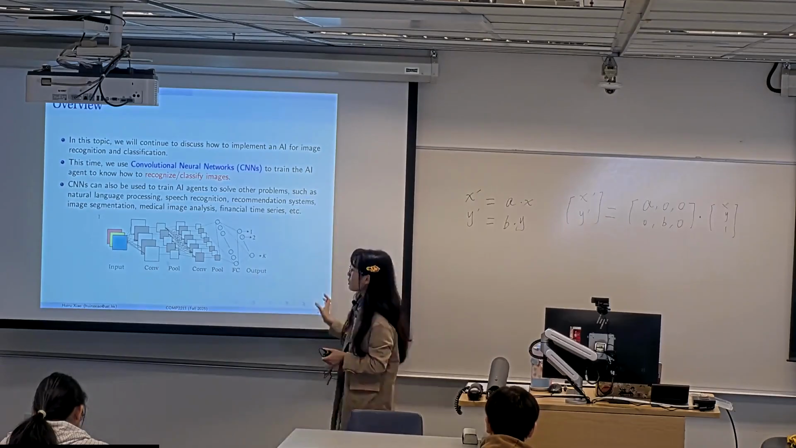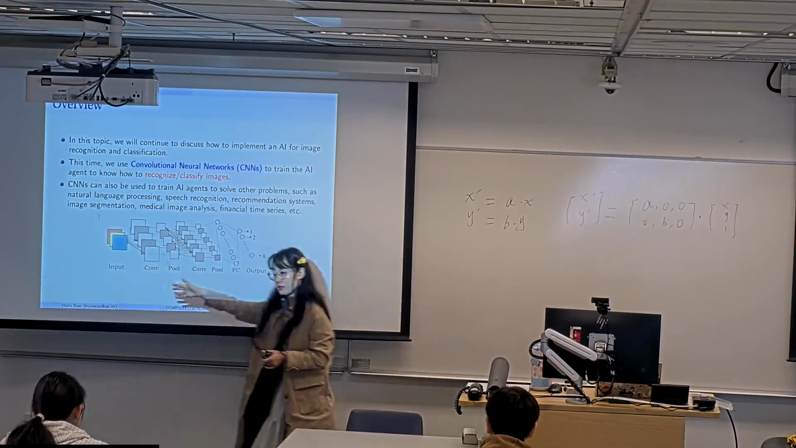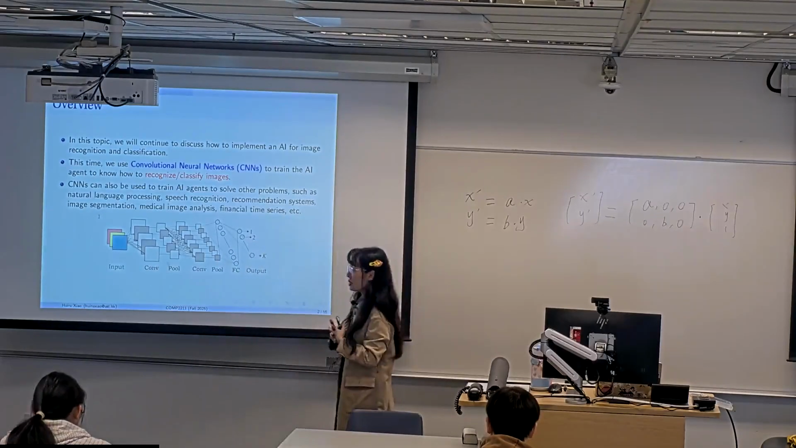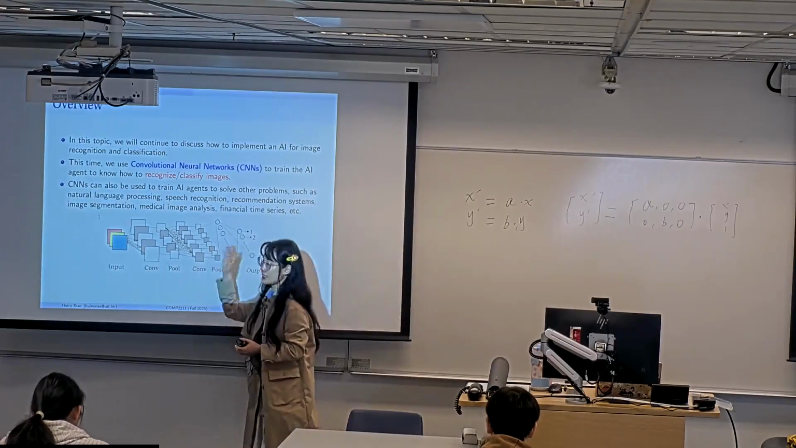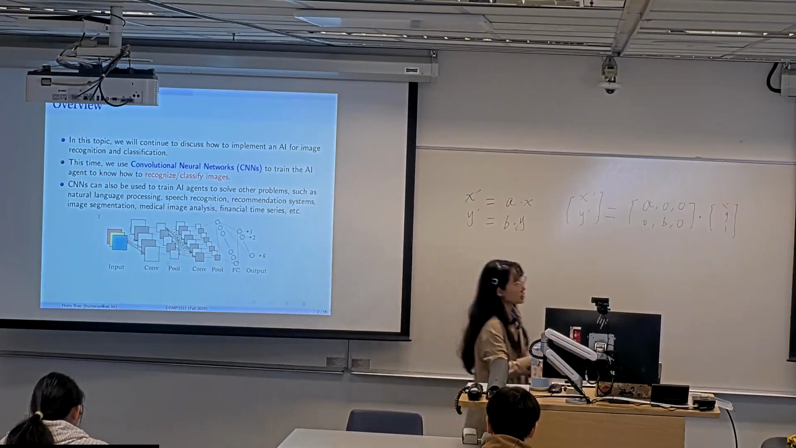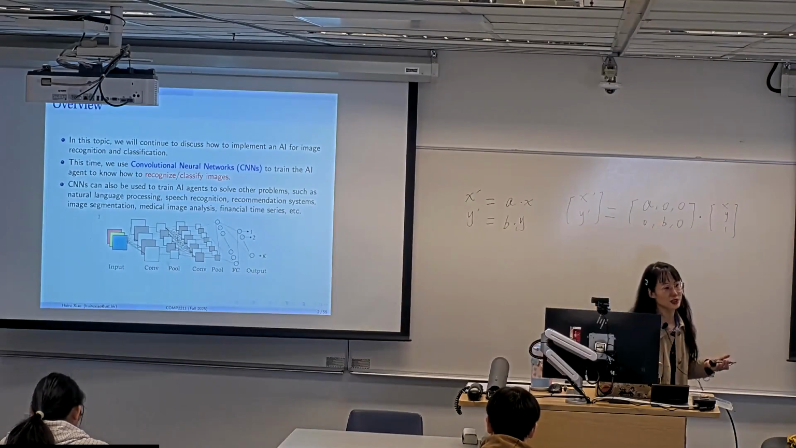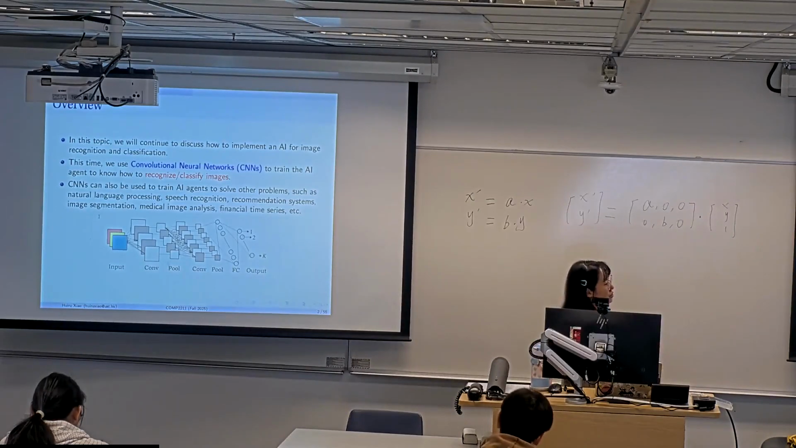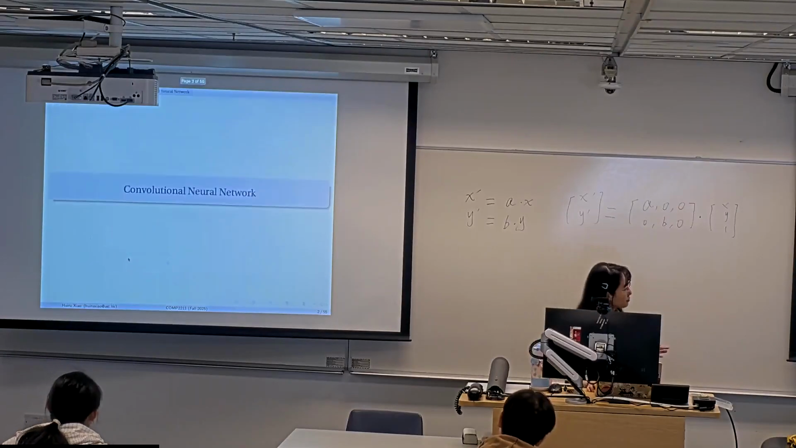So again, it follows that we have an input layer, an output layer, and all the middle layers are just called hidden layers. But for the hidden layers, we have more types now. Later on, I will introduce one by one what these new hidden layers are. There's a convolutional layer and a pooling layer.